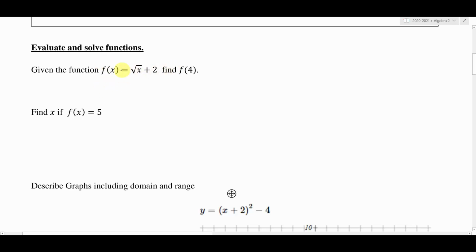Okay, so in this first one, our function is the square root of x plus 2, and that plus 2 is outside of the square root here. And they're asking us to find f of 4. So they're telling us an input is 4. All right, so we're going to take that 4 and plug it in wherever I see an x. So f of 4 equals the square root of 4 plus 2. Okay, so that x got replaced with our input.